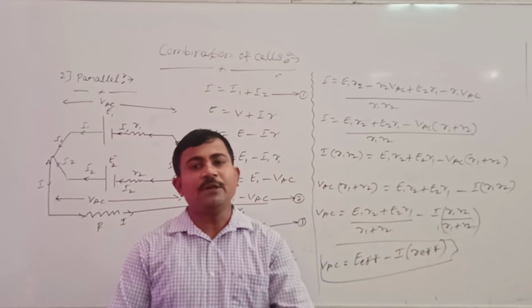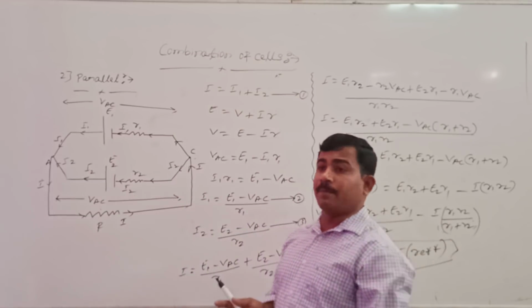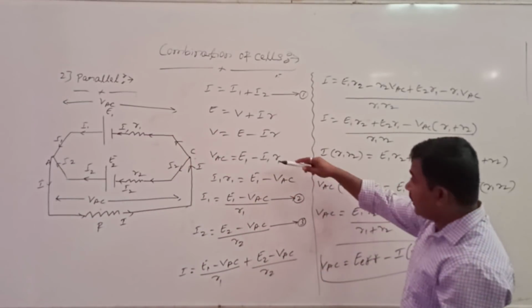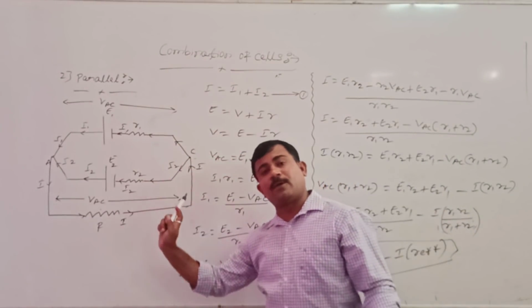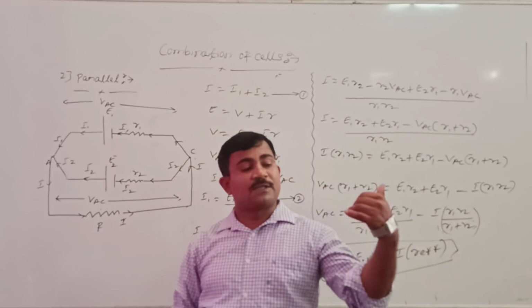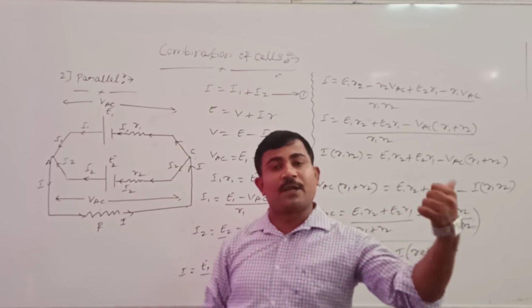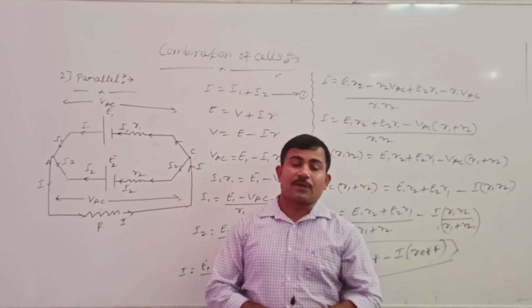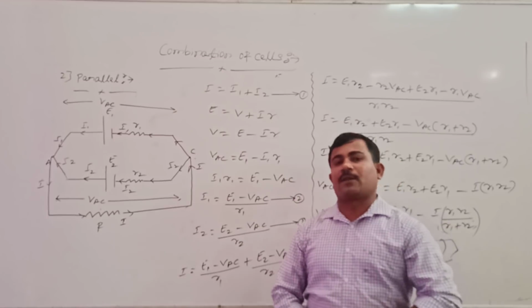For this combination, if two cells are connected in parallel, the potential difference across each cell remains the same, but the reciprocal of the effective internal resistance equals the sum of the reciprocals of the internal resistances of each cell. This is concerned with the combination of cells in parallel.